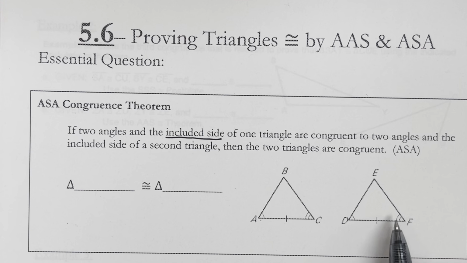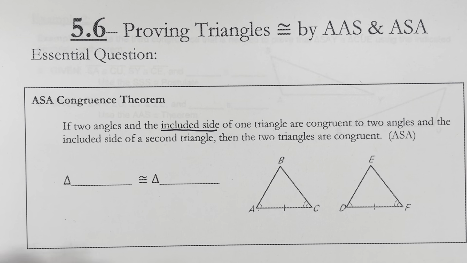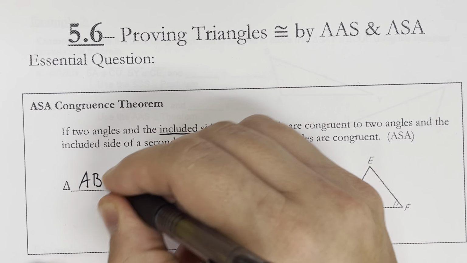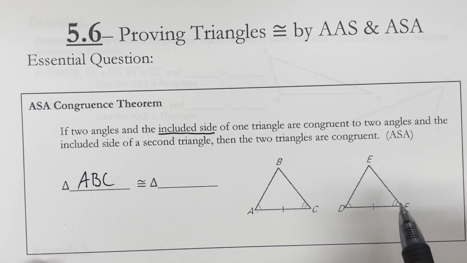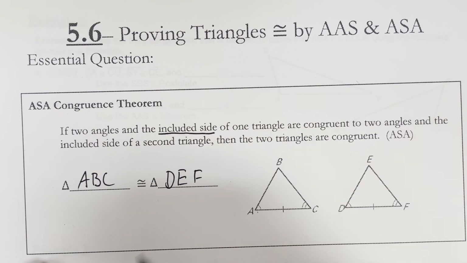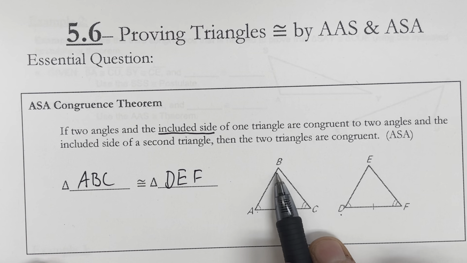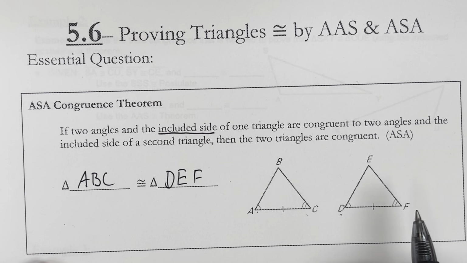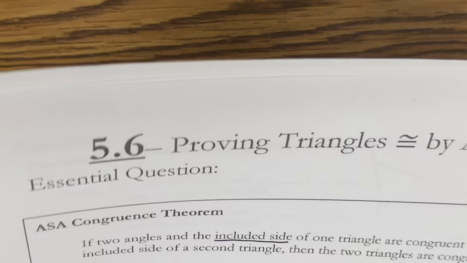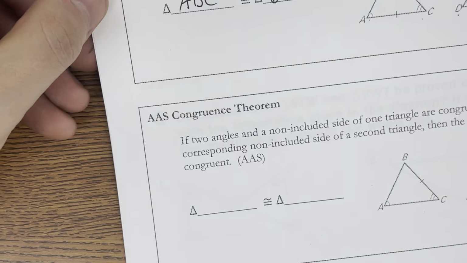Angle, included side, angle. And then if I name the two triangles, triangle ABC would be congruent to DEF, corresponding parts. A corresponds with D, B with E, and C corresponds with F. So angle, side, angle. Our next one is angle, angle, side.